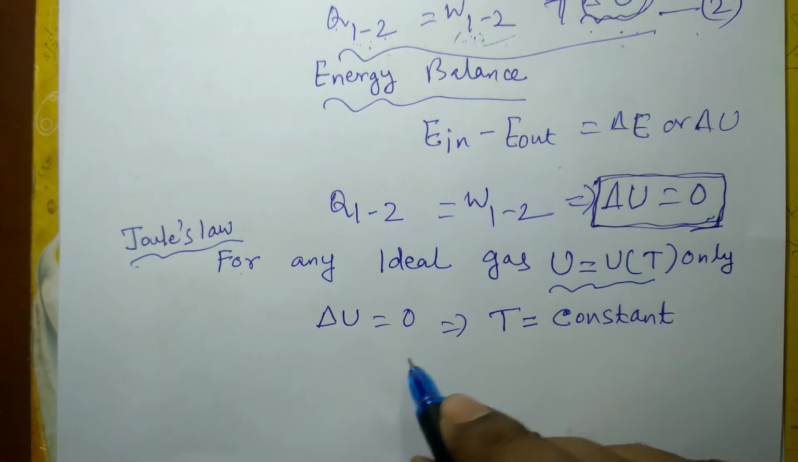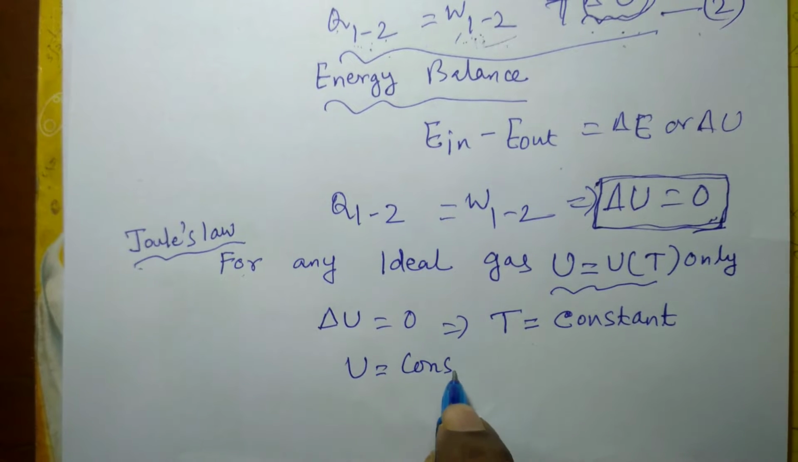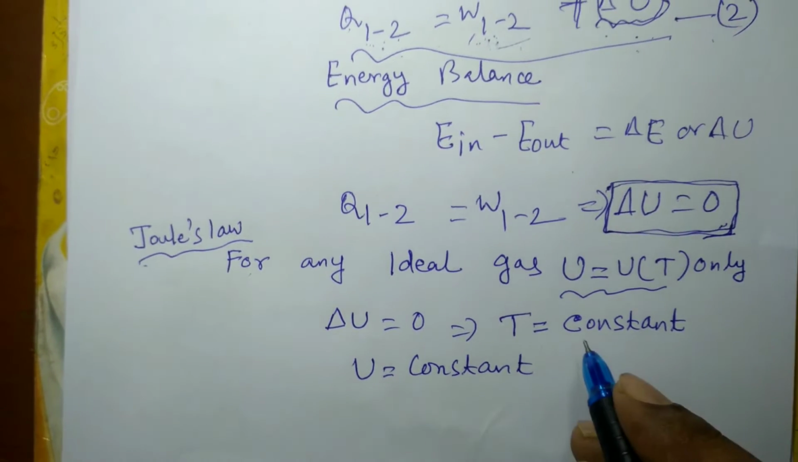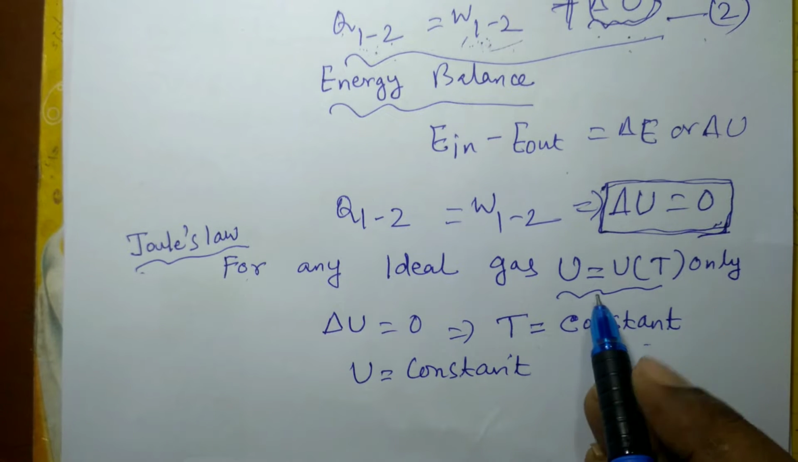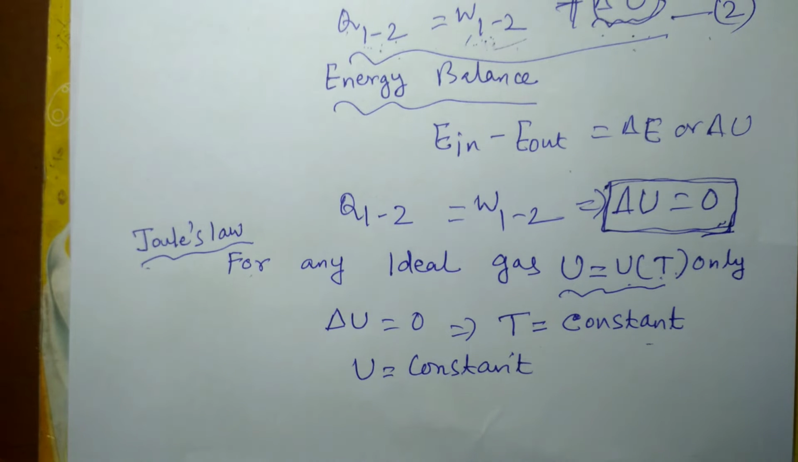और डेल्टा U 0 कब होता है? जब U is equal to a constant. U कांस्टेंट होगा तो डेल्टा U 0 होगा. तो U कब कांस्टेंट होगा? जब T इज इक्वल टू कांस्टेंट, क्योंकि U इज ए फंक्शन ऑफ एब्सोल्यूट टेम्परेचर ऑफ द आइडियल गैस ओनली. फॉर आइडियल गैस U is a function of temperature only, where U is the molecular internal energy according to Joule's law.